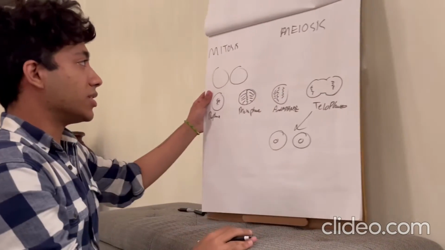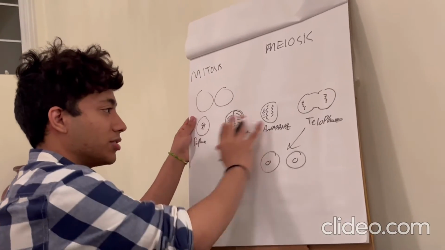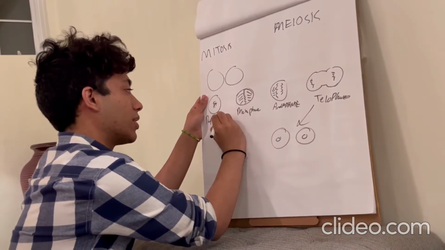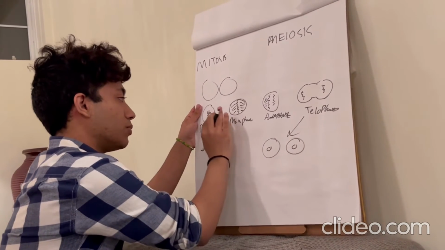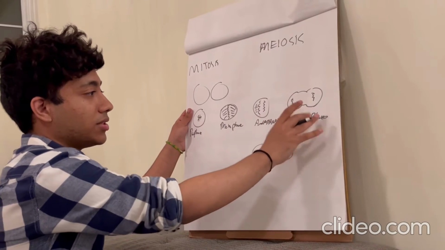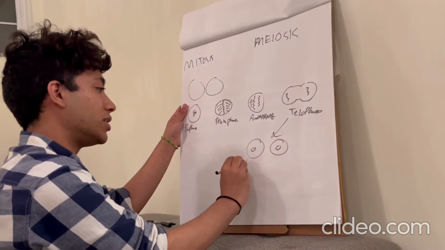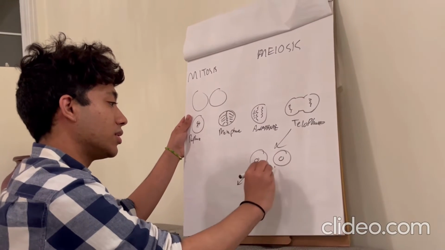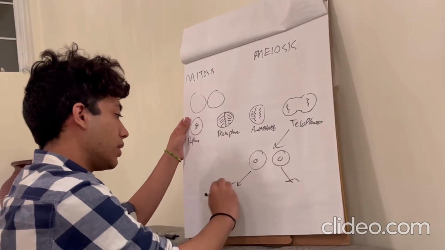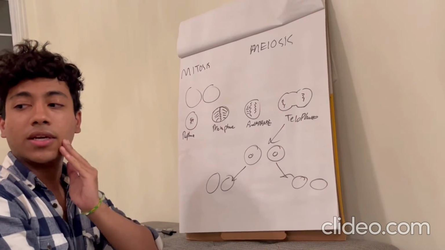Now, meiosis does this twice. It basically goes through these stages twice. It creates prophase 1 and 2, metaphase 1 and 2, anaphase 1 and 2, telophase 1 and 2, and then it has cytokinesis twice, which naturally would result in 4 daughter cells. These are haploid daughter cells.